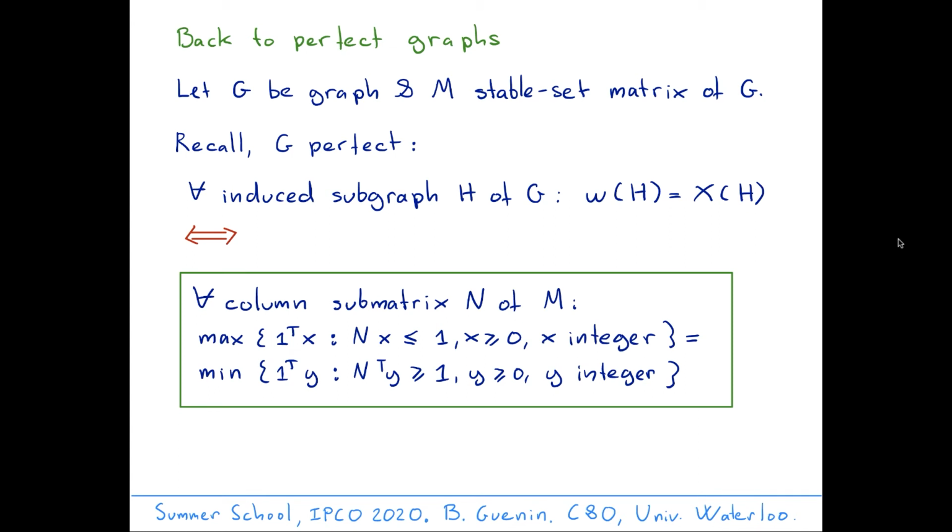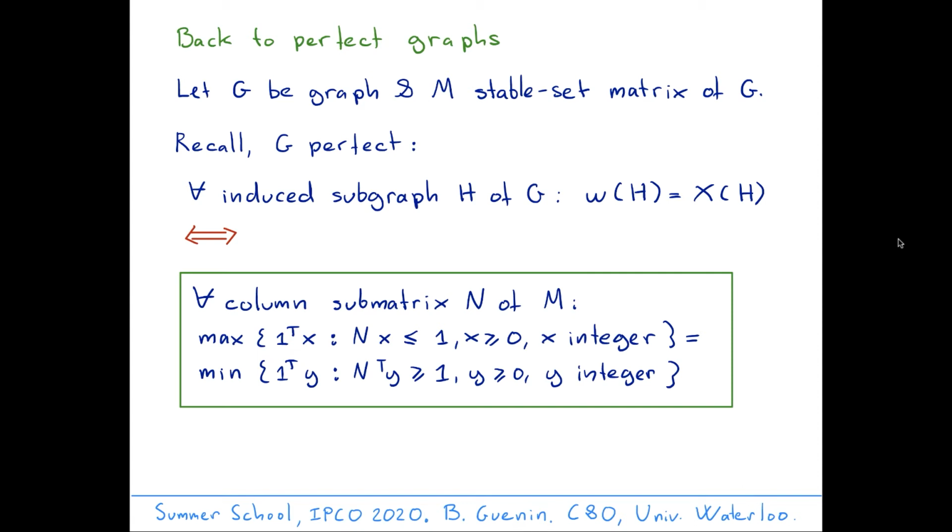So I claim that the restatement is as follows. For every column submatrix N of M, we have this max-min relationship, where the maximization is really the set packing problem for that submatrix N, and the minimization is its integral dual. So why are we looking at column submatrices?